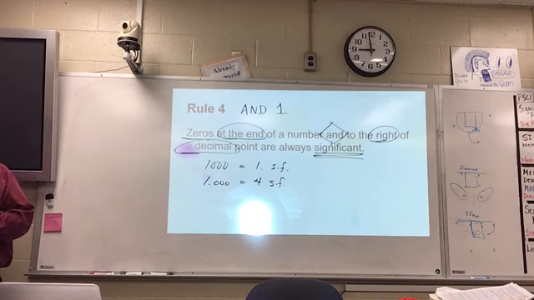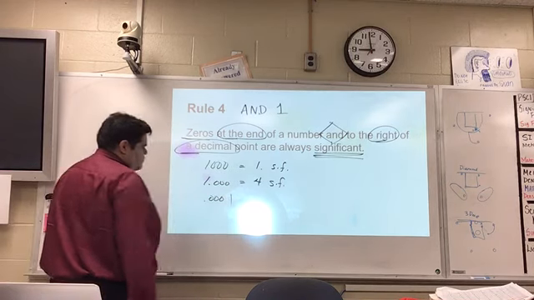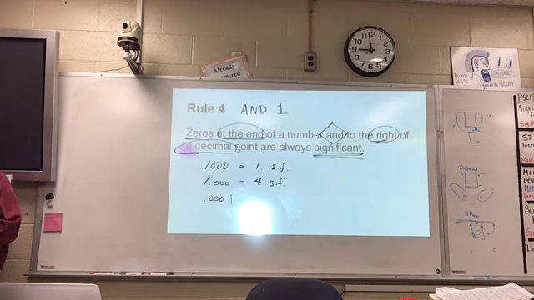Here's the one that most of you are going to get wrong because you're going to get them confused now. So here's what's going to happen. Let me give you this number that I gave you before. 0.0001. See those zeros? Are they to the right of a decimal? Yes. Do they count? No.